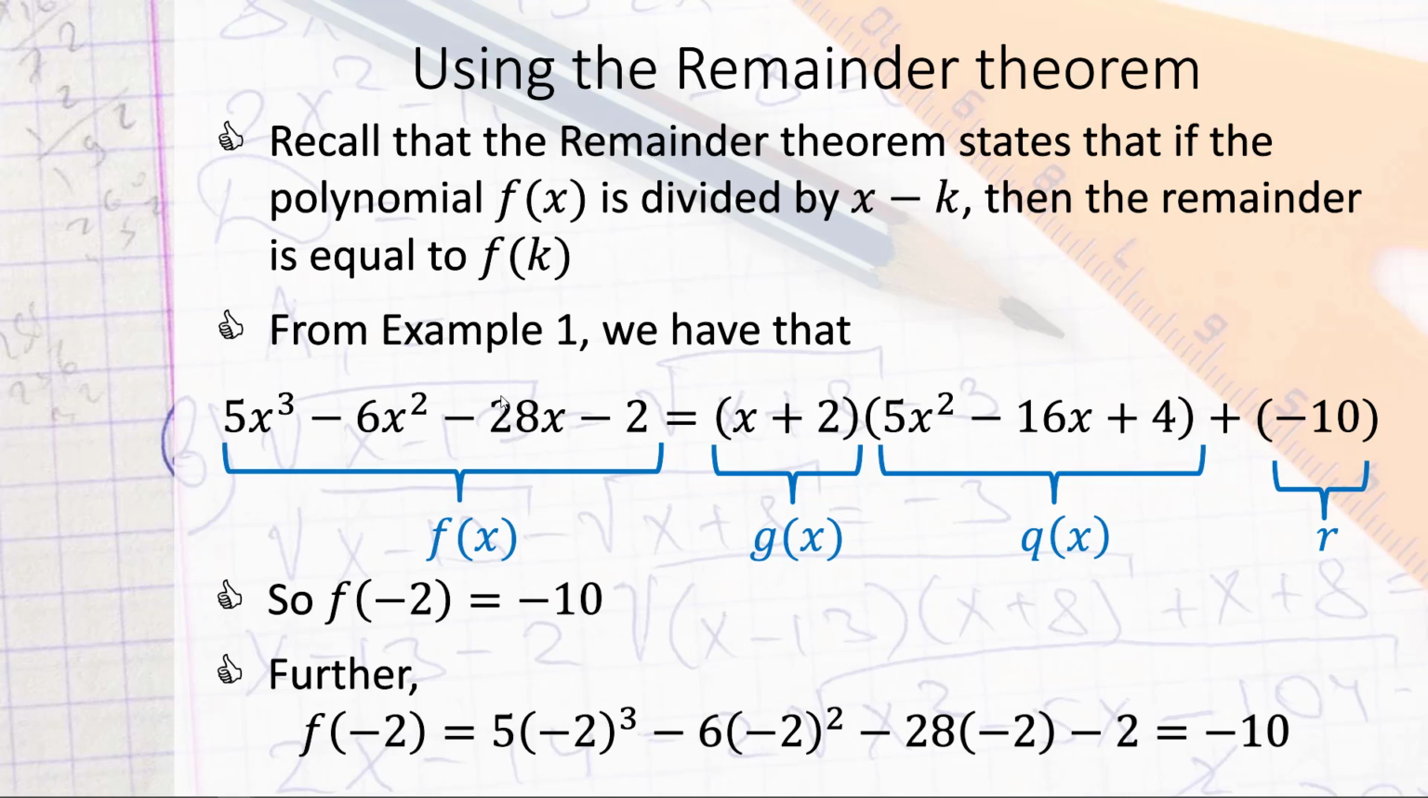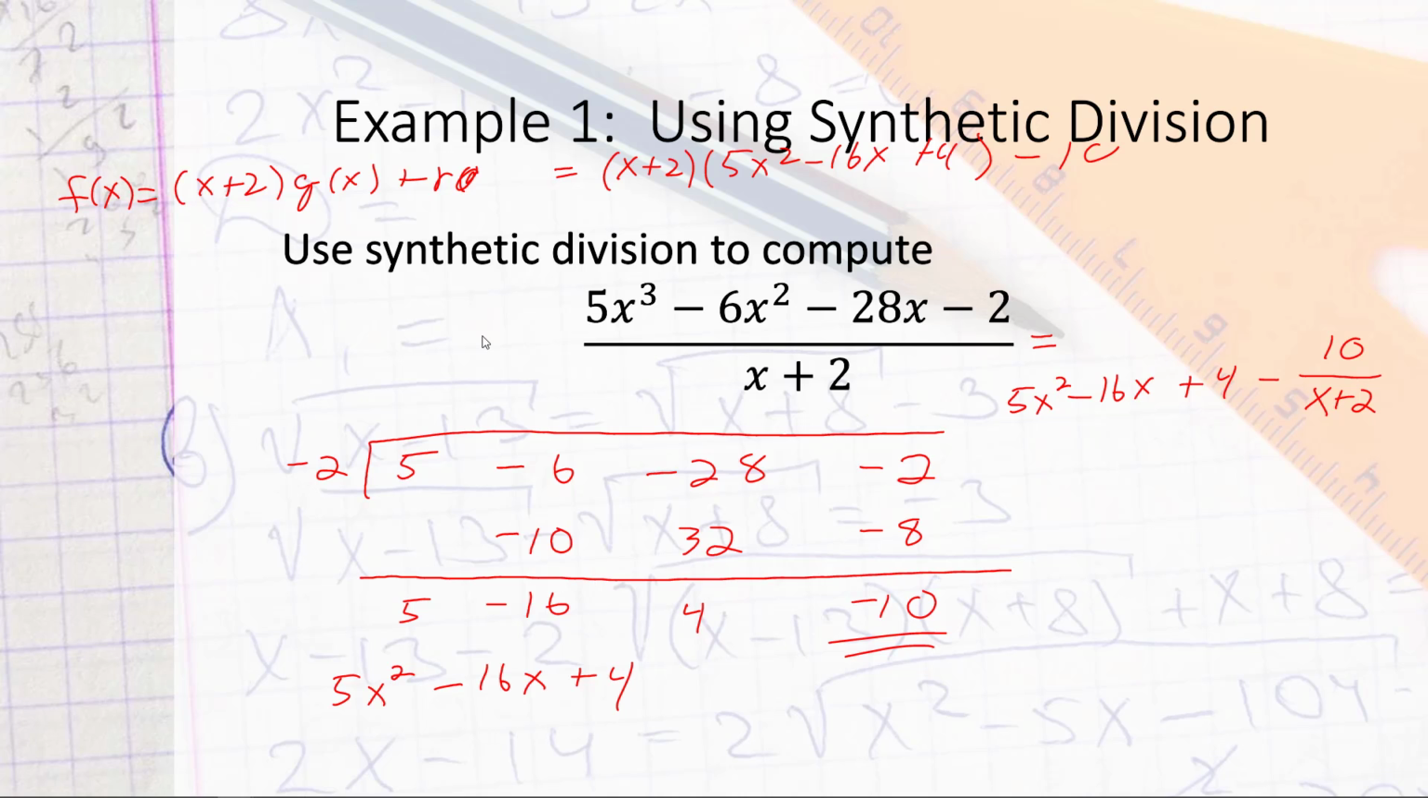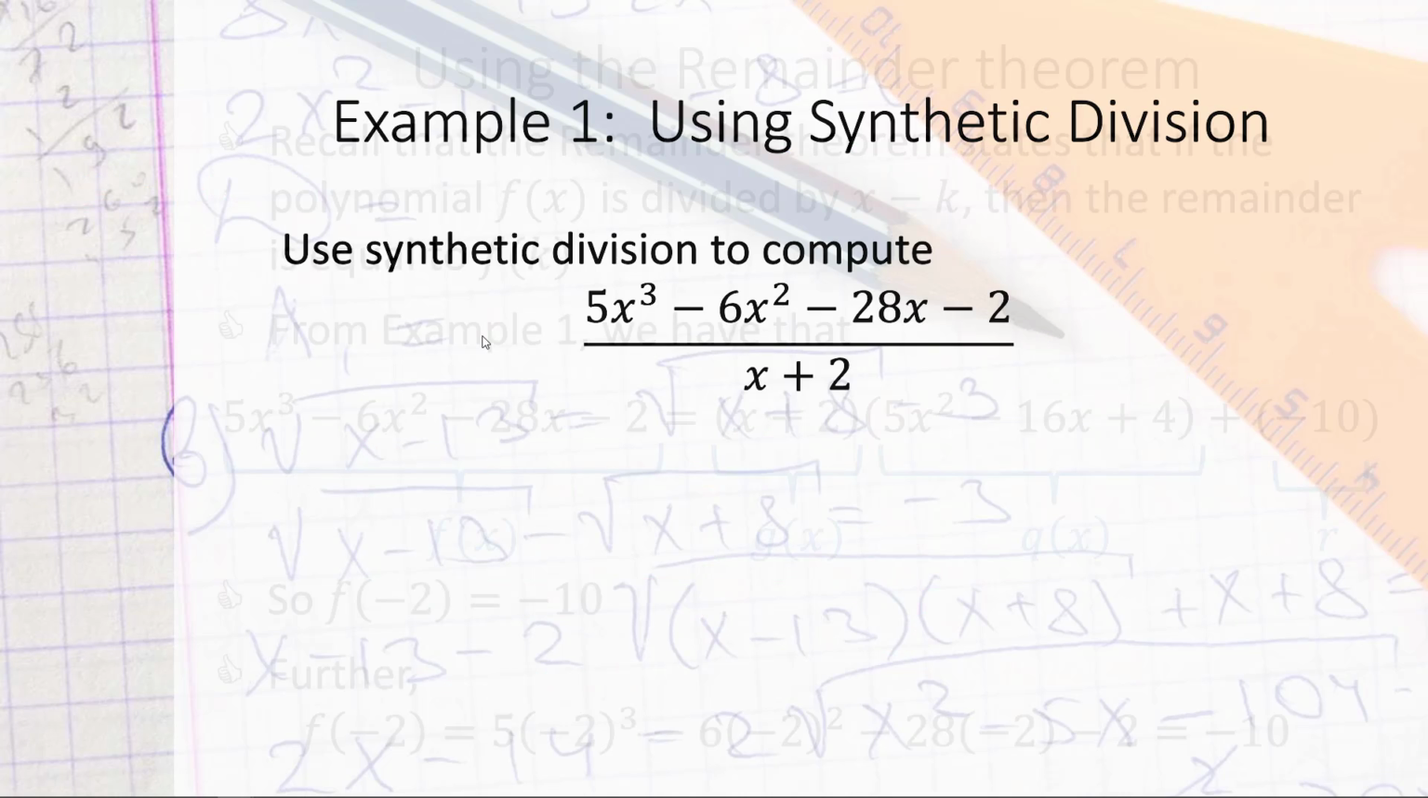Okay, let's move on. We talked about the remainder theorem before, right? The remainder theorem basically says that if you want to evaluate a polynomial at the value k, then you divide it by x minus k, and the remainder is going to be equal to f of k. So we found from our previous example that 5x cubed minus 6x squared minus 28x minus 2 when divided by x plus 2 has a remainder of negative 10.